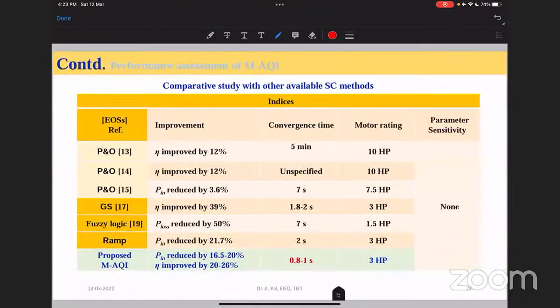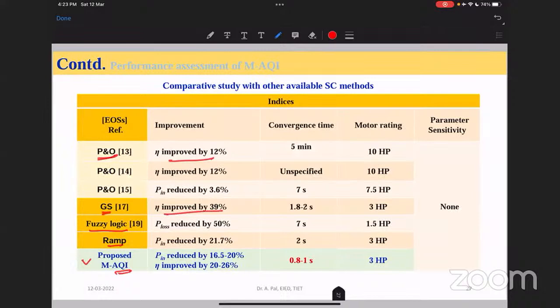I again compared the scheme with other available methods. What I found is that the quadratic interpolation method is better compared to the other methods. That is, PO means perturb and observe method, GS is basically the golden section method, then the ramp method and the fuzzy logic based method. There are such improvements here. Efficiency improved by this method is 12%, whereas the GS based method improved by 39%. So this is the efficiency improvement.